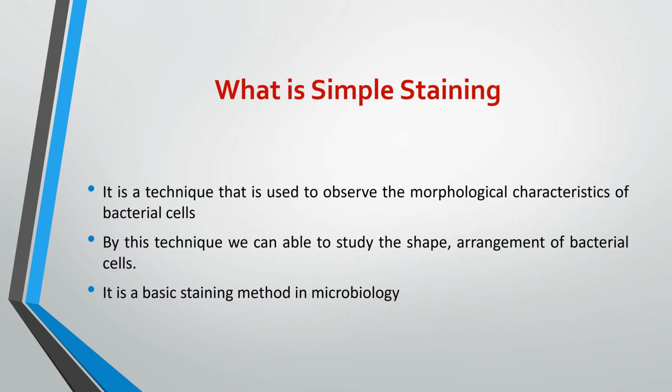Then, the first one, what is simple staining? It is a technique that is used to observe the morphological characteristics of bacterial cells. By this technique, we can study the shape and arrangement of bacterial cells. It is a basic staining method in microbiology.